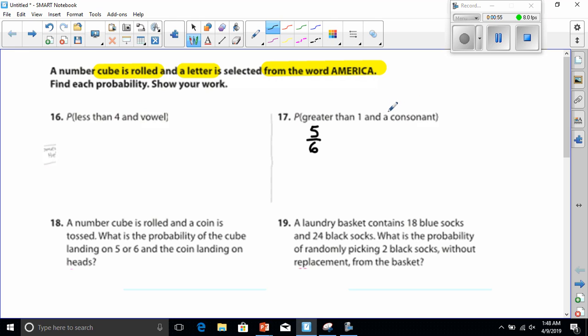Next, we have a consonant. Well, a consonant in the word America, that's going to be the M, the R, and the C. So there's 3. And that's 3 out of 1, 2, 3, 4, 5, 6, 7 letters. Well, I can use the butterfly method here to reduce. 5 times 1 is 5. 2 times 7 is 14. And it's just got to be 5 out of 14.